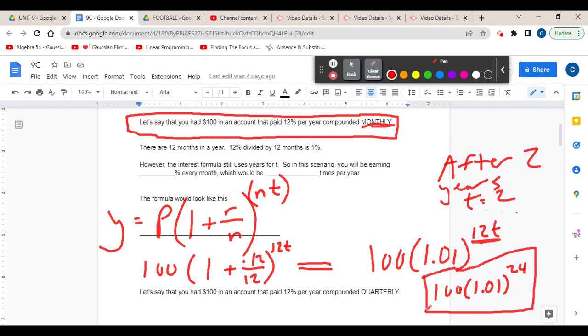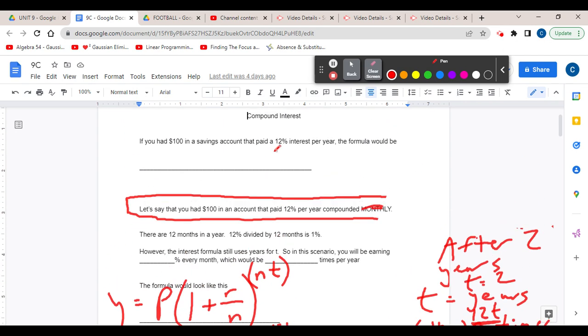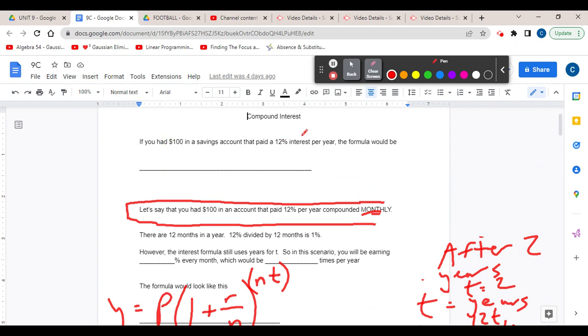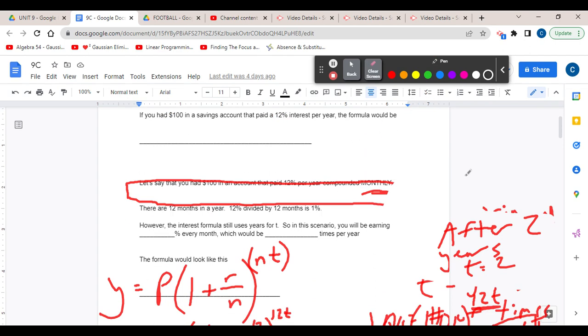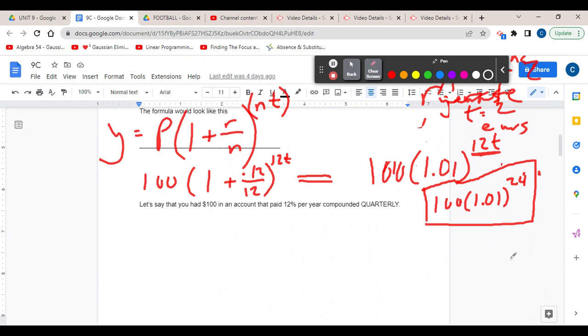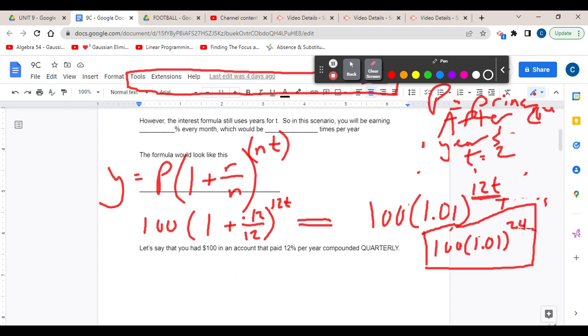Now I want to hang on to this for a second because I want us to think about our other scenario, the scenario that we had up top. $100 paid 12% interest per year. If we were to look at that one after 2 years, it would be Y equals 100, and I'm going to write this off to the side, this is the thing from up top, not the quarterly thing. Up top would be 100 times 1.12 to the second power.